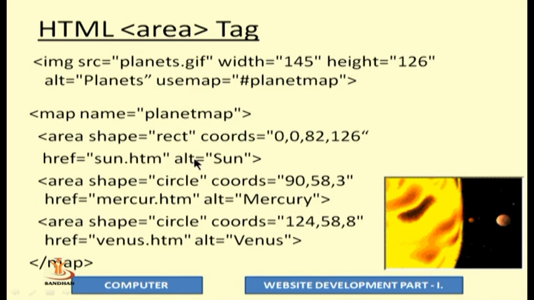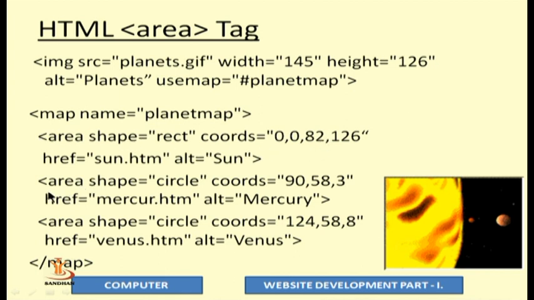And when the user is clicking on this particular rectangle area which is covered with 0 0 82 126, it sends the user to the sun.html page. So here not only the first hyperlink, not only a single click, I am setting 3 different clicks, and through this line I have set one hyperlink.